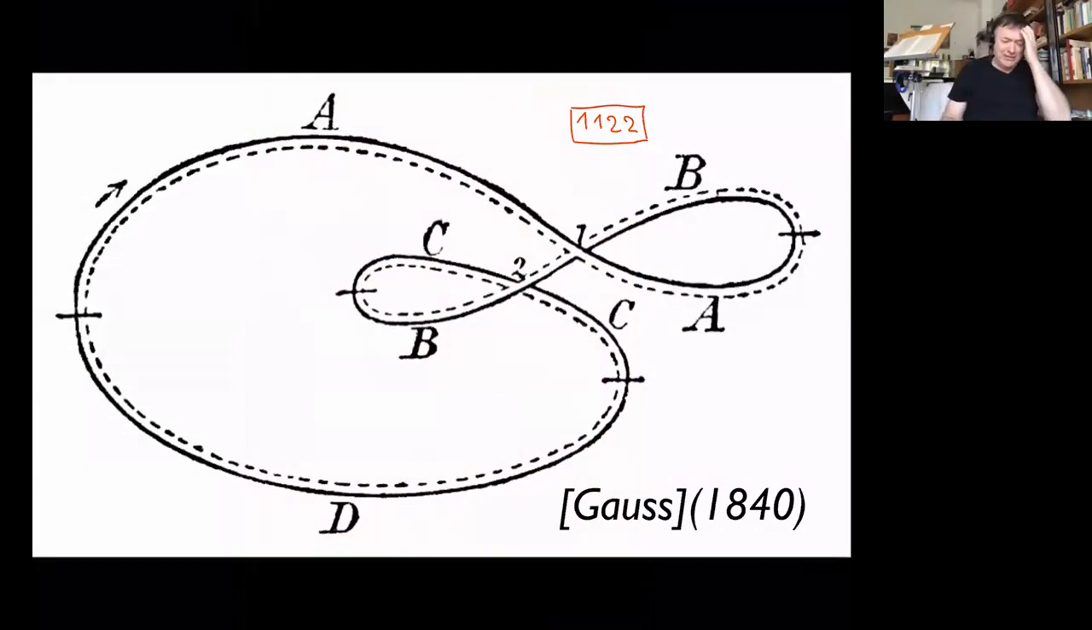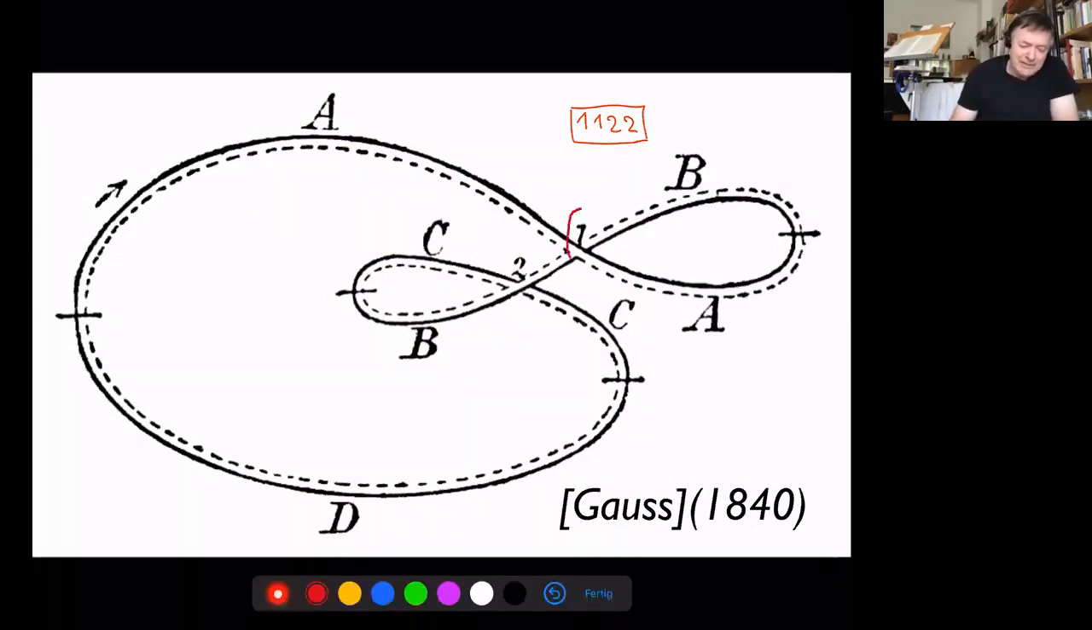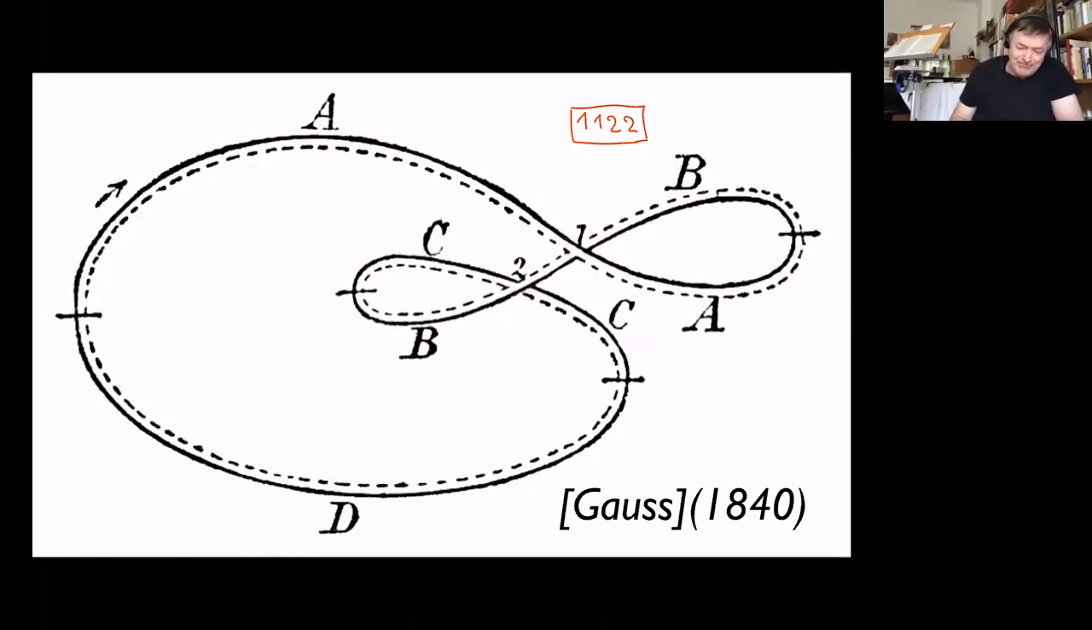A little later, Carl Friedrich Gauss drew this diagram, and he was interested in the ways a closed curve can intersect itself in the plane. And he marked the intersection points 1 and 2, and then he said, if I move along the curve like this, then I hit 1 and 1 again and 2 and 2. So 1, 1, 2, 2 is a possible sequence. And he started writing down all possibilities, and he noticed that some possibilities were excluded.